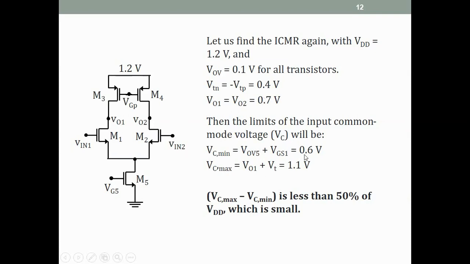VC min will not change, 0.6 volts. VC max will be VO1 plus VT. VO1 is 0.7 plus VT is 1.1 volts. Alright, so now VC max minus VC min is 0.5 volts, and that is less than 50% of VDD. VDD is 1.2 volts. The input common mode range is less than 50% of VDD.